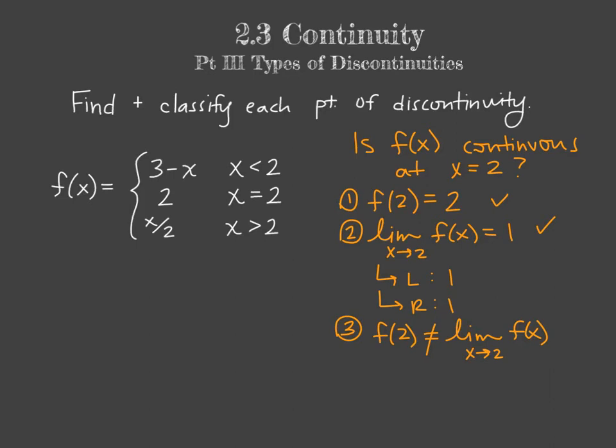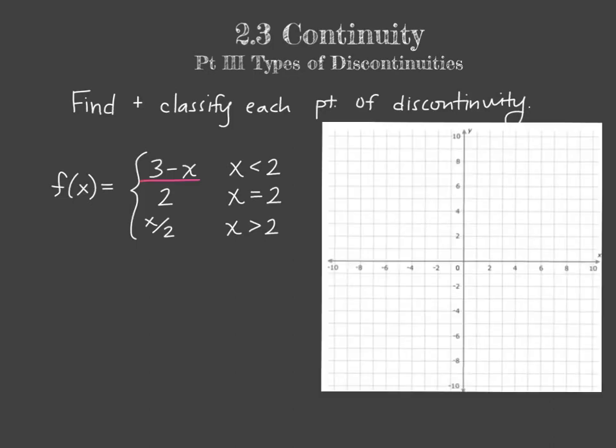Let's sketch the graph of this and see what it looks like. The first thing we'll sketch is 3 minus x. So I'll start up at 3, and we have a -1 slope. And I go right until we're at less than 2, so I have an open hole there. So it looks just like that. Then the next thing I'm going to sketch is the coordinate point 2, 2. So it's right there.